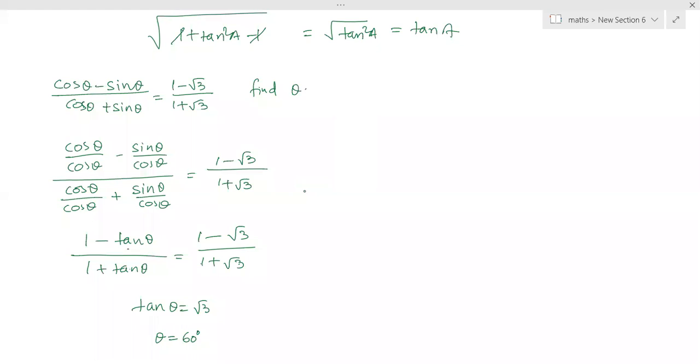If instead of cos theta minus sin theta there was sin theta minus cos theta, then you would have divided by sin theta. Then you will get the cot theta value. Then cot theta is equal to root 3. So theta will be 30 then.